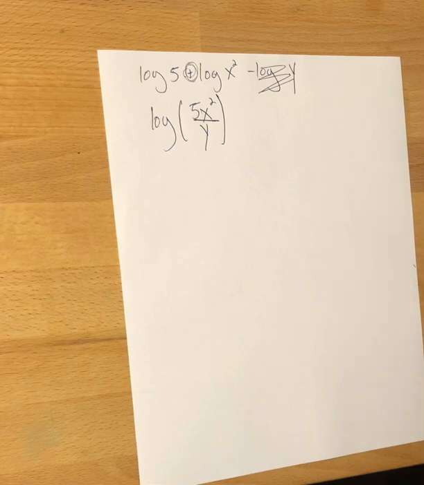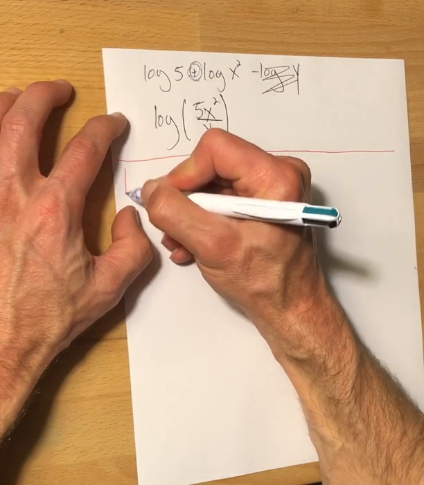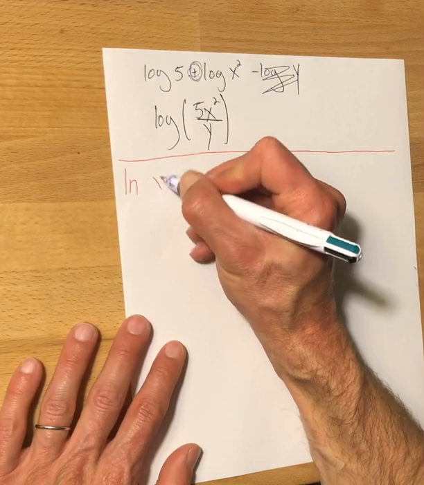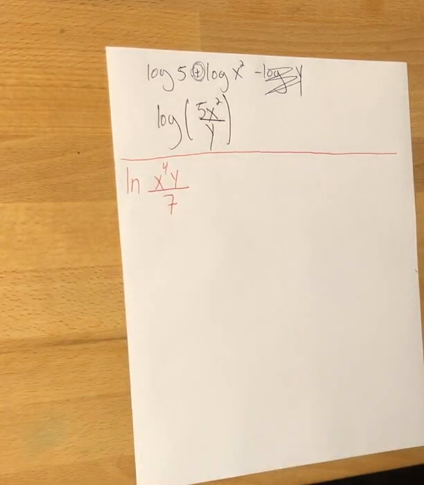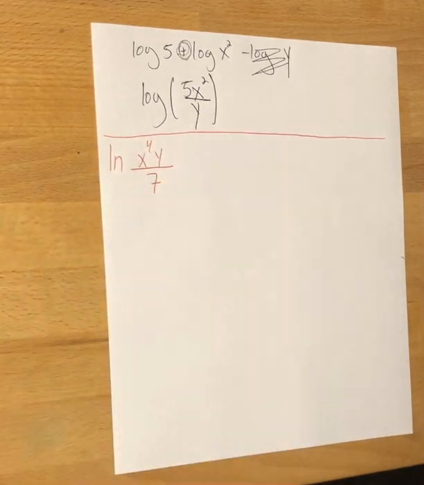Okay, I'm going to give you some difficult ones now to try. I'm going to have you pause the video and try to expand this: natural log x to the 4th y over 7. Expand that. Just to let you know, natural logs work the same as basic logarithms. Same thing for expansions and condensing.